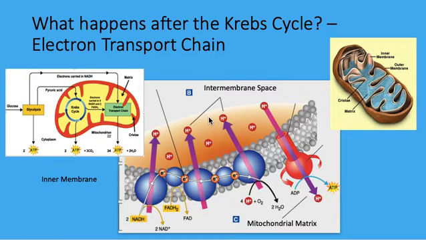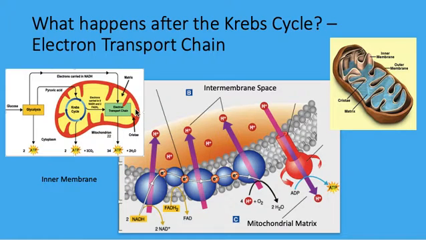We're going to talk about the last big step of cellular respiration when we have oxygen present, which is the electron transport chain. The electron transport chain comes after the Krebs cycle. We went through glycolysis in the cytoplasm, then the Krebs cycle in the mitochondrial matrix, and now we're going to enter the electron transport chain.